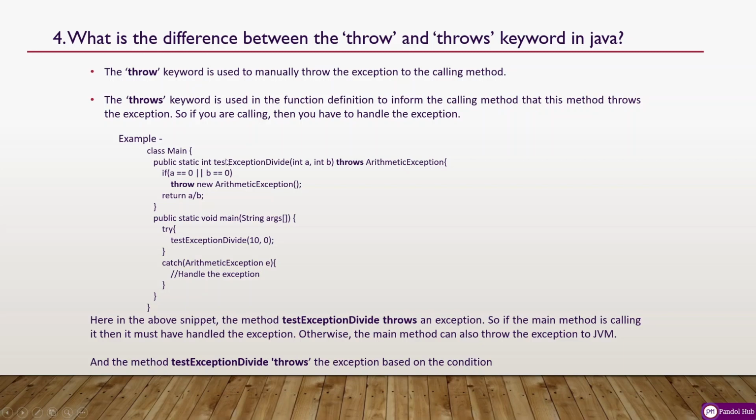So if you have a function definition which includes the throws keyword with some kinds of exceptions, then the method which calls that function, here the main method, has to handle the exception. If this method throws an arithmetic exception, the main method is going to catch it and handle the exception based on the exception it receives.